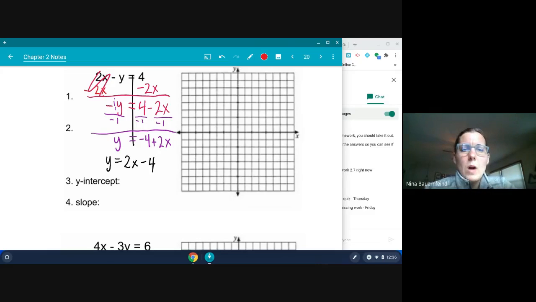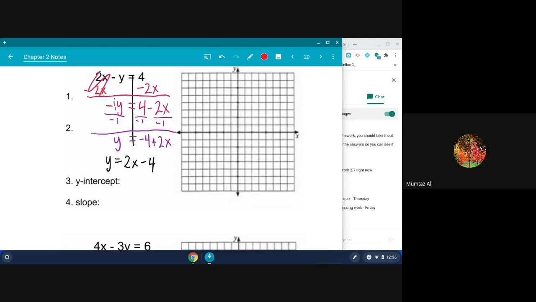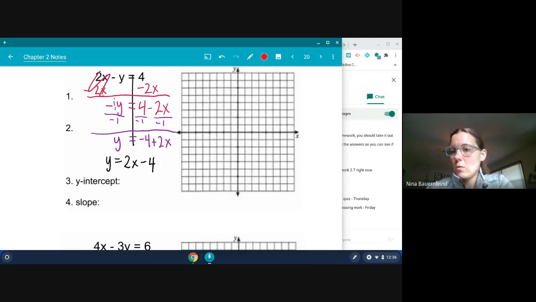So what is the y-intercept here? Oh, you cut out. What's the y-intercept?